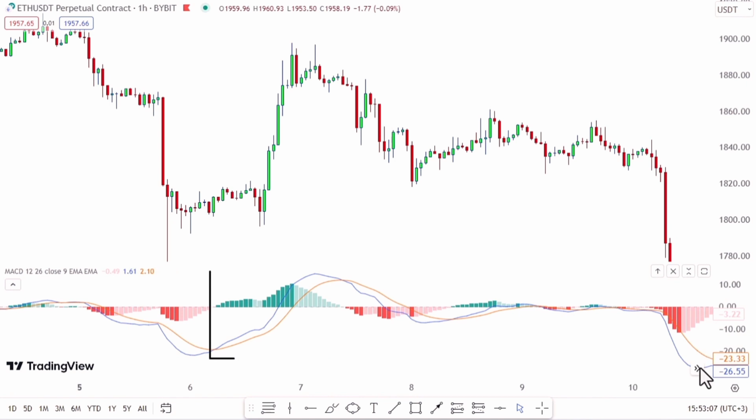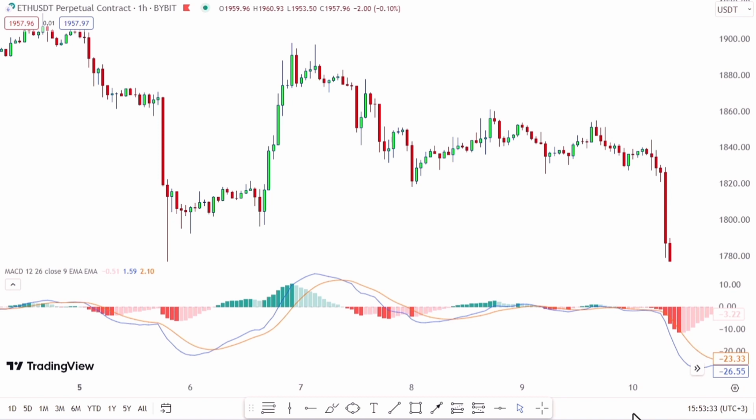Traders can also utilize the size of the histogram to determine the strength of the momentum itself. If the MACD crosses above the signal line while the histogram is getting larger, it shows us that the upward momentum is getting stronger. Similarly, if the histogram is getting smaller in size, it indicates that the upward momentum is getting weaker. Now, we've already established that the MACD is based on moving averages, and so the question is, why should you use the MACD and not the moving average?